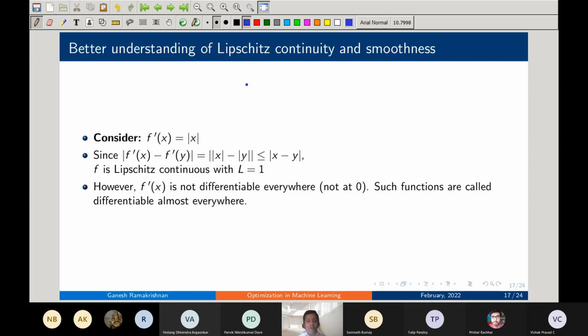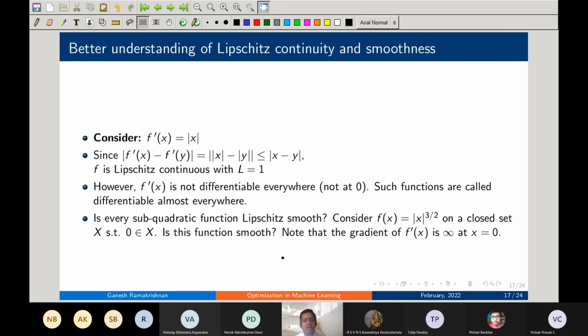Okay, so such functions are called differentiable almost everywhere. Another example is the one norm of x. The one norm of x is also differentiable almost everywhere. So you don't need the double derivative to exist everywhere to be able to talk about Lipschitz smoothness. That's Lipschitz continuity of the derivative.